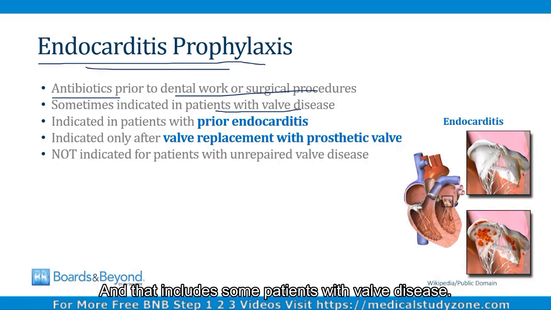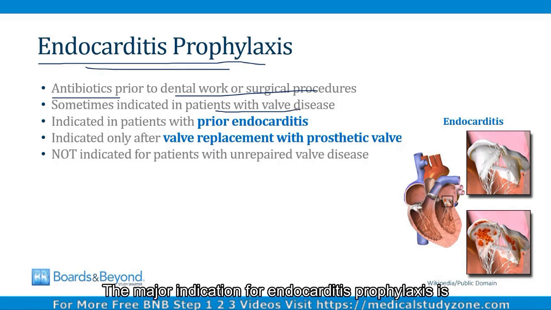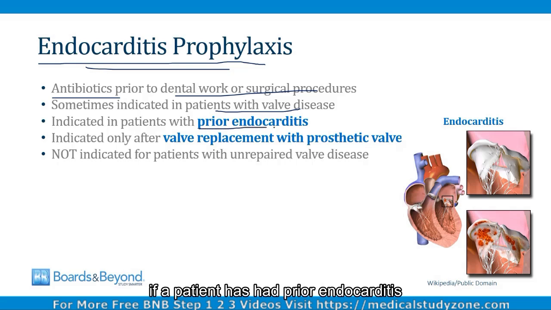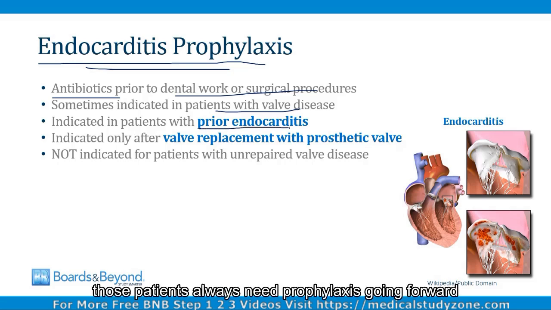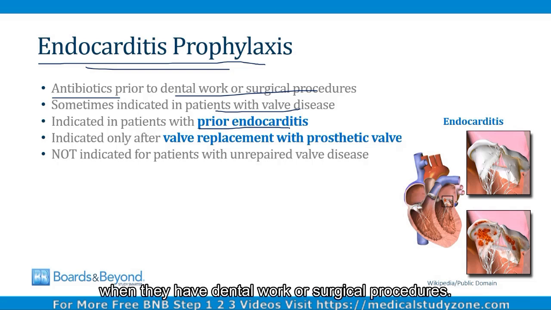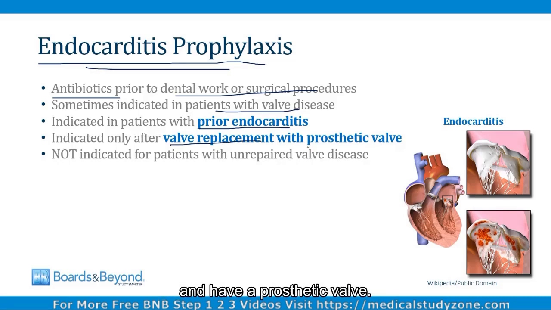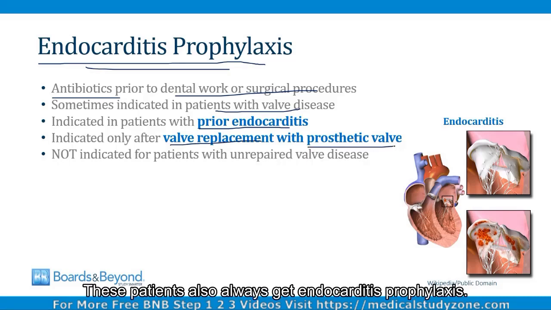Antibiotics are only recommended for the patients at highest risk of developing endocarditis, and that includes some patients with valve disease. The major indication for endocarditis prophylaxis is if a patient has had prior endocarditis. Those patients always need prophylaxis going forward after they recover from endocarditis when they have dental work or surgical procedures. The other group that needs prophylaxis is patients who have had a valve replacement and have a prosthetic valve. These patients also always get endocarditis prophylaxis.